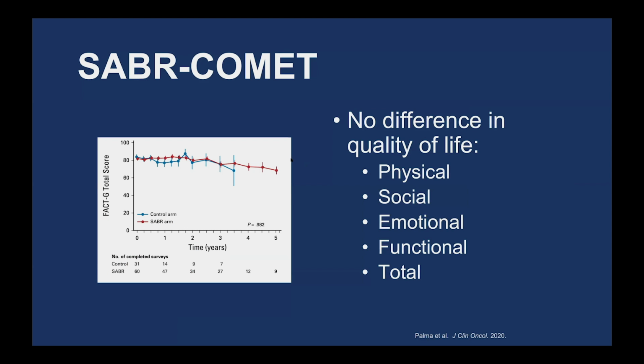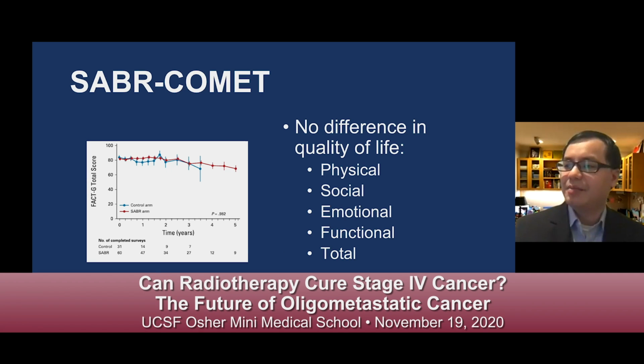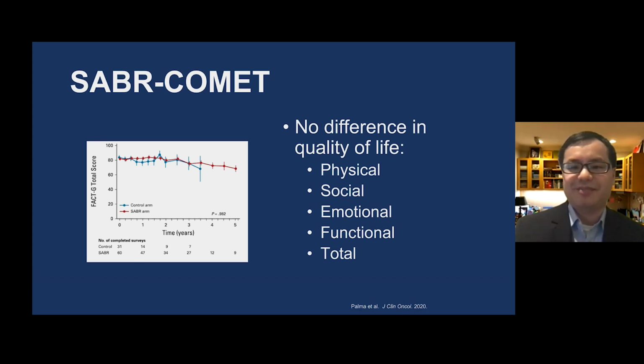But overall, in the long-term follow-up, they found that there was no difference in quality of life across the 2 treatment groups. And this is from their long-term follow-up of their study across different domains in the SABR-COMET study. So an important study that looked at treating different types of oligometastatic cancer aggressively. And I will pass it to Dr. Feng to discuss prostate cancer in more detail.